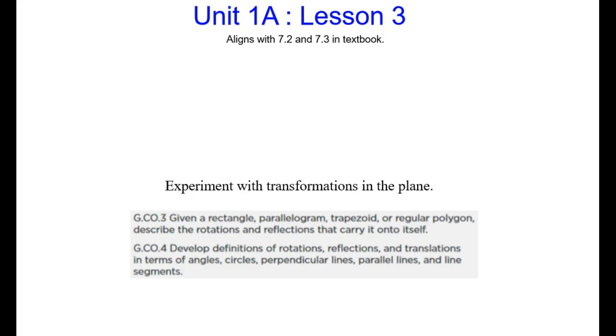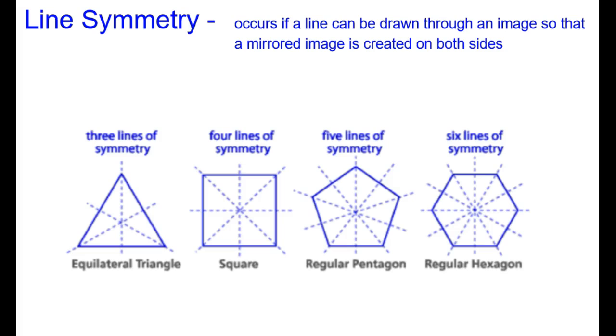So we're also going to talk about rotational symmetries and line symmetries. First, we're going to discuss line symmetry. This occurs if a line can be drawn through an image so that a mirrored image is created on both sides. That line is called the line of symmetry.